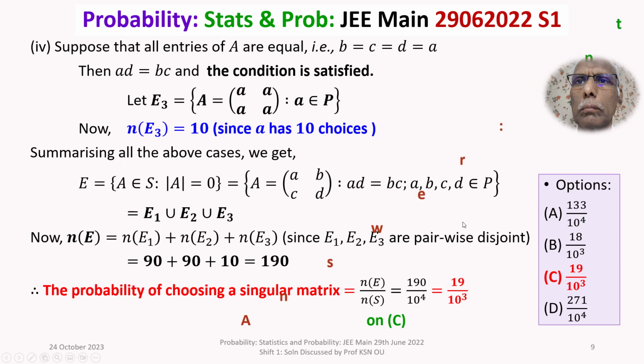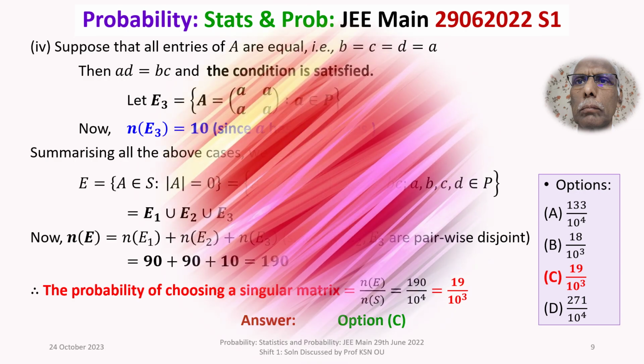That is the detailed discussion of the solution of the problem from the section statistics and probability, and the problem is on the probability of 2 by 2 matrices with the entries of the first 10 prime numbers. I am sure that you have understood the solution of this problem and I wish you all the best. Thank you.